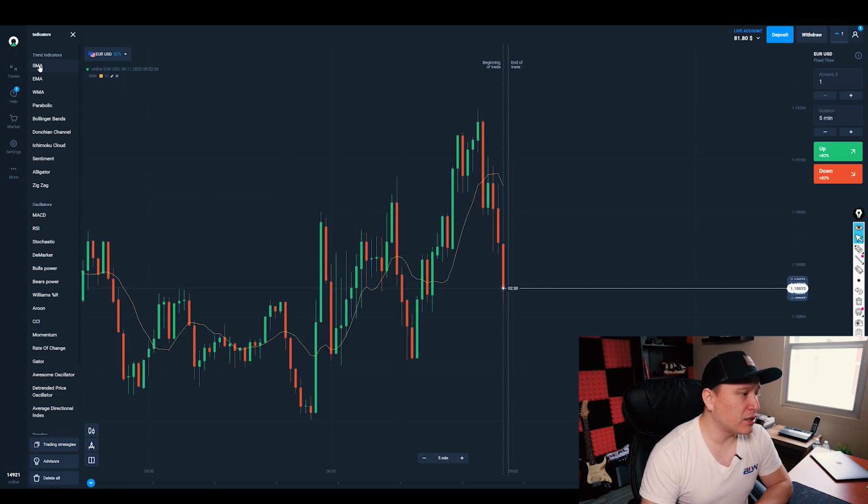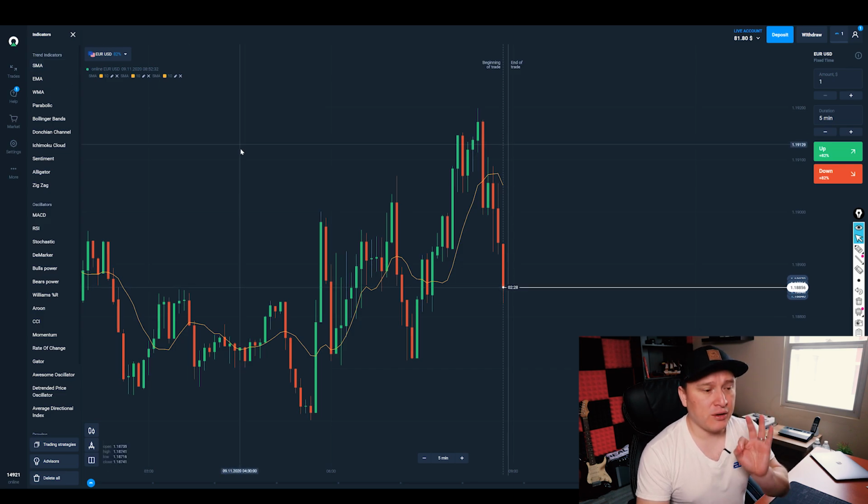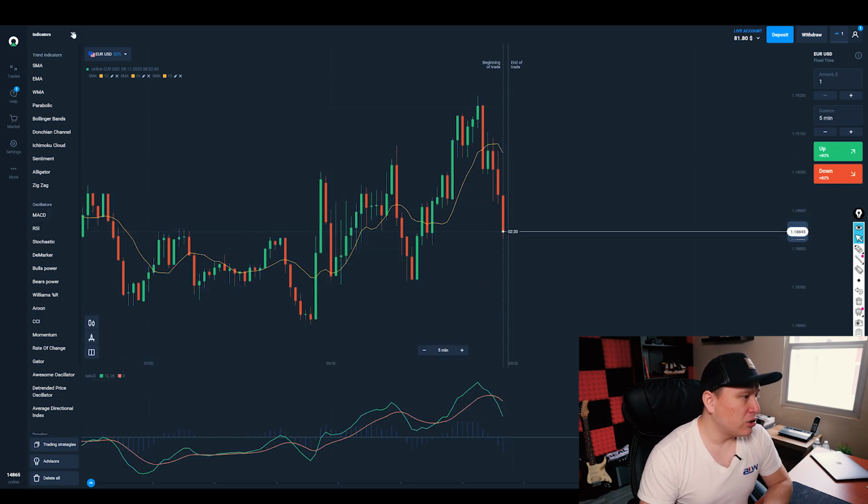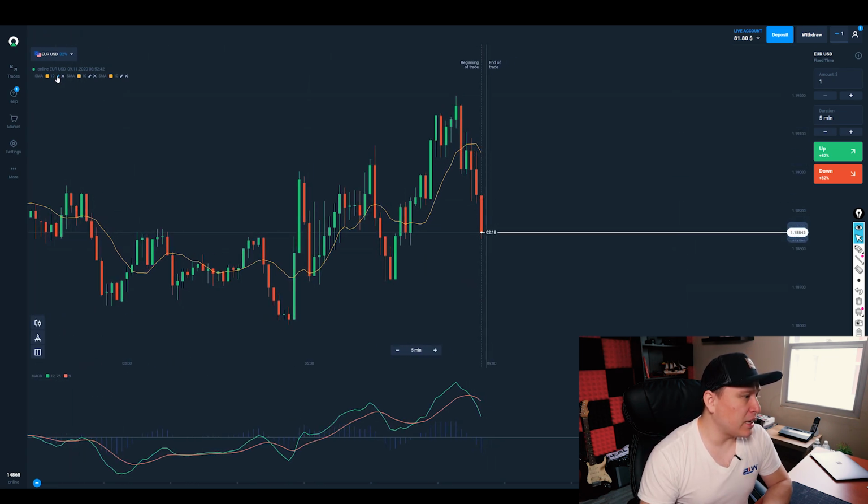You click on it, you can actually click 3 times so that you can add 3 different moving averages, and we're gonna modify them individually. And also you can add the MACD right here. So now you can close this and it's time to start editing.